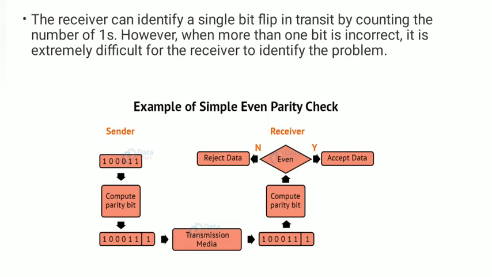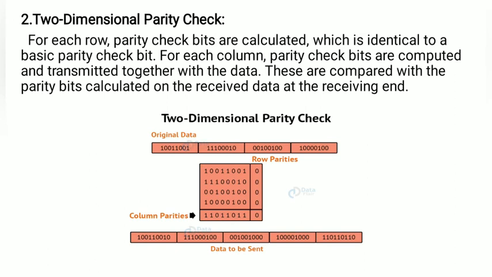Next, the two-dimensional parity check. For each row, parity check bits are calculated, which is identical to a basic parity check bit. For each column, parity check bits are computed and transmitted together with the data. These are compared with the parity bits calculated on the received data at the receiving end.